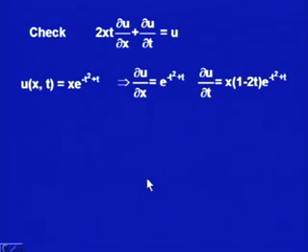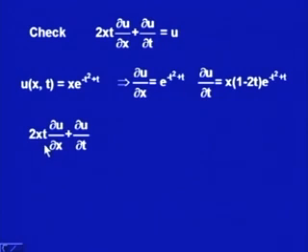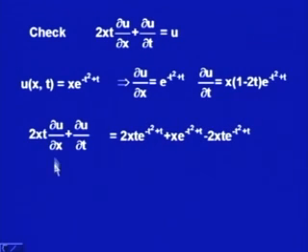Let us substitute these derivatives in our given equation. 2 x t times del u over del x, that is e to the power minus t square plus t, plus del u over del t, that is x times e to the power minus t square plus t minus 2 x t times e to the power minus t square plus t. This and this term gets cancelled. What is being left is x times e to the power minus t square plus t, that is nothing but my u. So, it is satisfying our equation. Moreover, it is satisfying our boundary conditions as well.